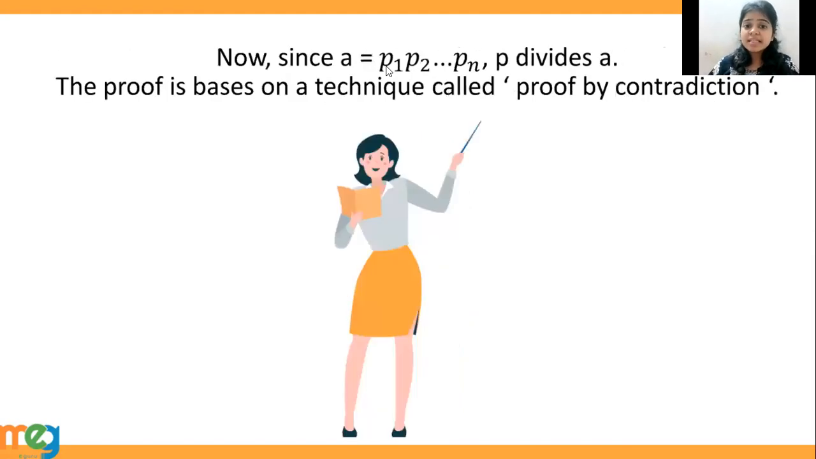Now, since A is equal to P1, P2 till Pn, P divides A, right? P is of course dividing A. And this is the proof. This proof is based on a technique called proof by contradiction. Okay.